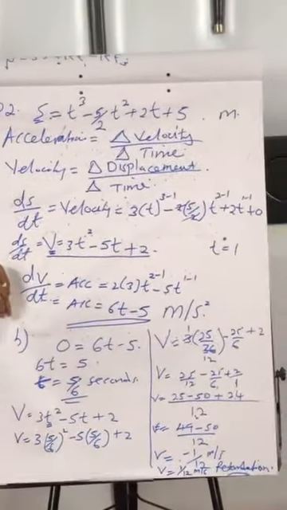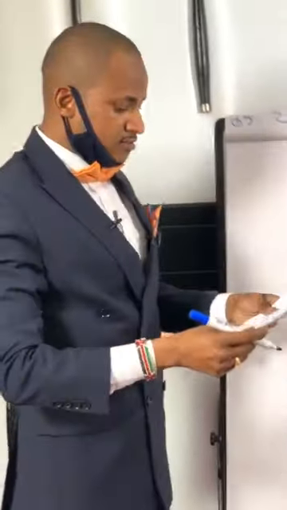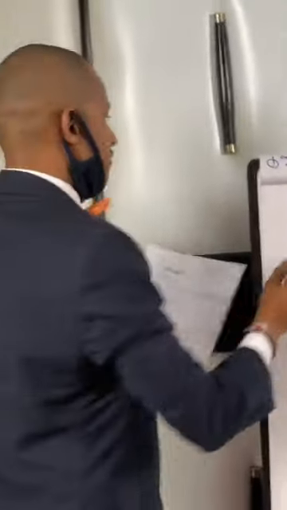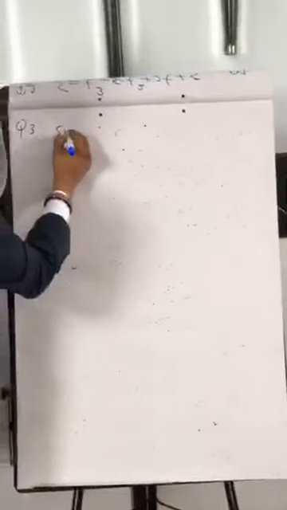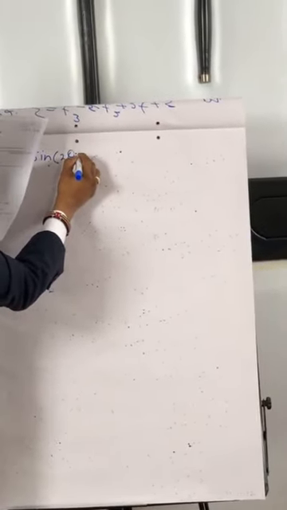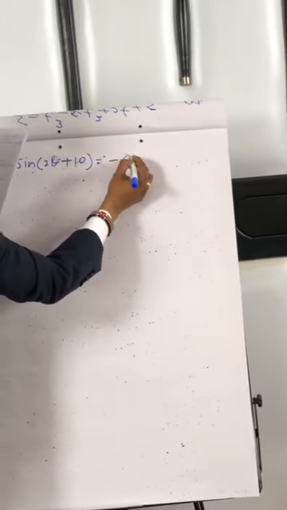So we are done with the questions on differentiation. Our next question is on trigonometry. So question number 3. Trigonometry, we are told to solve the equation sine of 2 theta plus 10 equals negative 0.5.